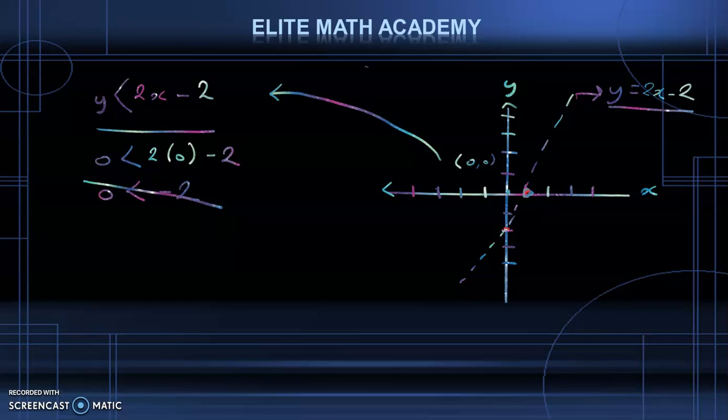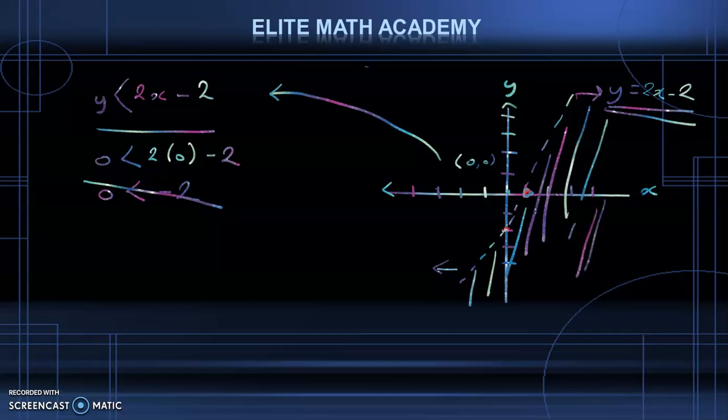So any area that is to the left of this line, y equals 2x minus 2, will not be satisfied. Hence, we have to shade any point that is to the right of this line. And we're done.